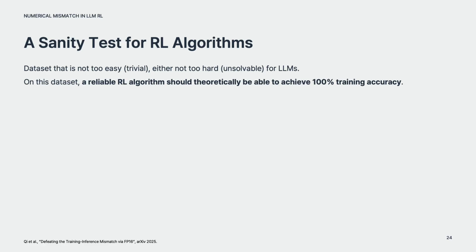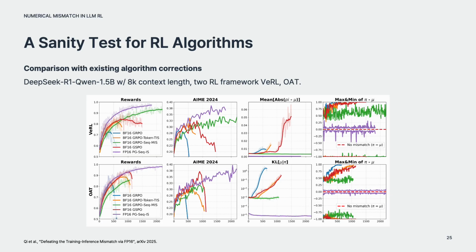First, the authors compare several existing algorithmic correction methods. The experiments are conducted using the DeepSeek R1 Qwen 1.5 billion model with an 8K context length and evaluated under two RL frameworks, VeRL and OAT. Unless stated otherwise, all results are reported under this setting.